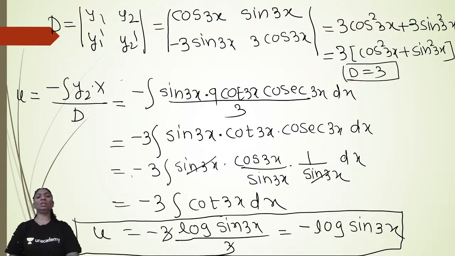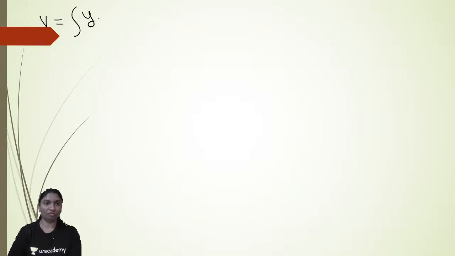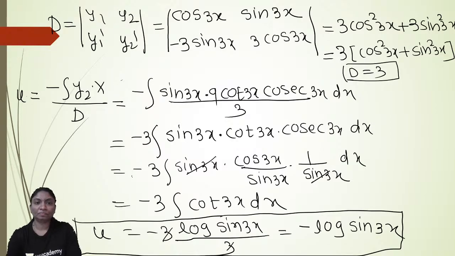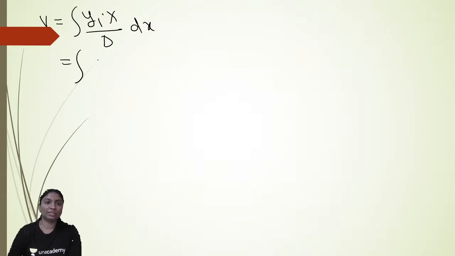Okay. Now we will move forward. Now we will calculate v. Okay, so what is our v? v is equal to integral of y1 into x upon d dx. Okay, so we will calculate here the integral of, what is our y1? Here y1 is cos 3x. Cos 3x into 9 cot 3x into cosec 3x.